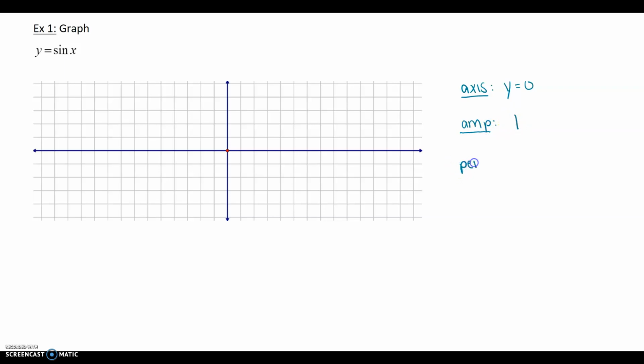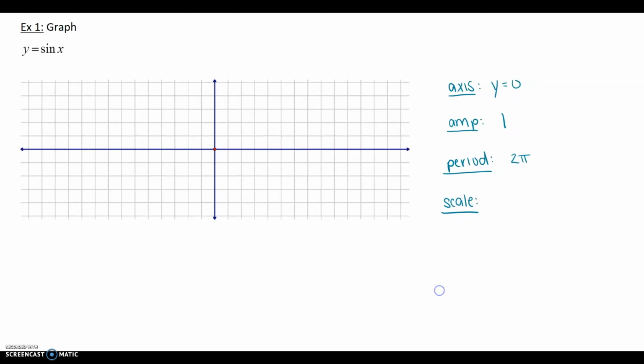The period, which is based off the b value, which the b value is 1, so 2 pi divided by 1 is 2 pi. And then the scale, to find those critical points, or the distance between the critical points. And remember, you take your period, which is 2 pi, and you divide it by 4, which is equal to pi over 2, which should make perfect sense because that's the unit circle, right? We go 0 and then pi over 2, pi, 3 pi over 2, 2 pi.